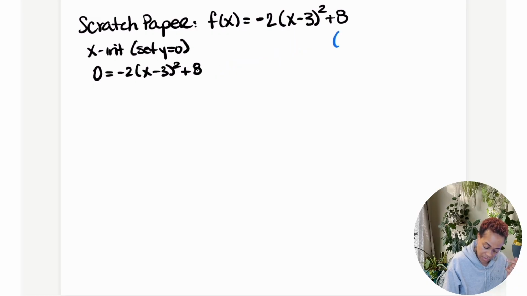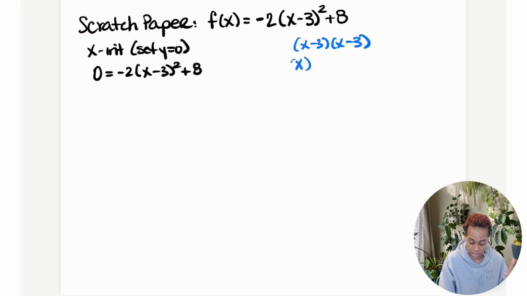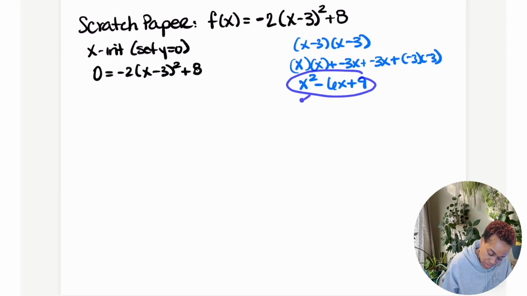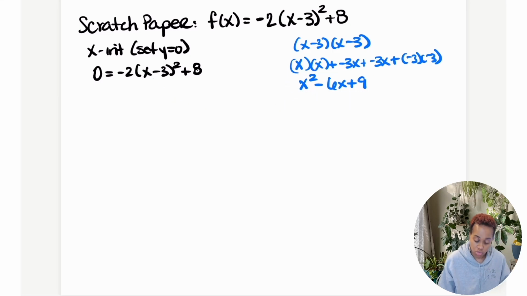Okay, so if I have x minus 3, sorry, that's ugly. If I have x minus 3 times x minus 3, do the FOIL method. So first, outer, inner, last. So that's x times x plus a negative 3x plus a negative 3x plus a negative 3 times negative 3, or a negative 3 squared. So that gives me x squared minus 6x plus 9. Y'all see that? X squared minus 6x plus 9. So this is going to replace this because we have now squared it, okay?